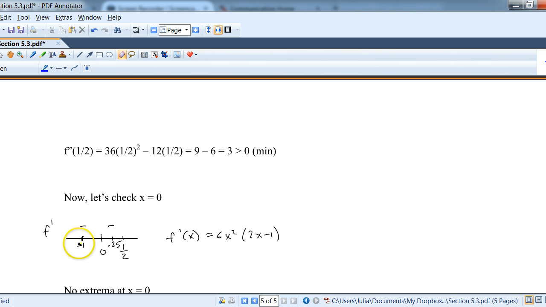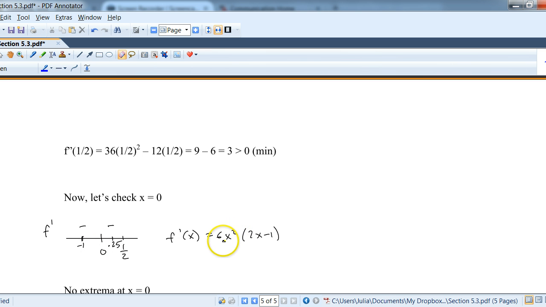Remember how we can go back to the number line, which is the first derivative test. I pick a couple of points because a half is so close to 0. I think I picked 0.25 to check. So I plugged in negative 1 and 0.25 into the first derivative, which is right here.